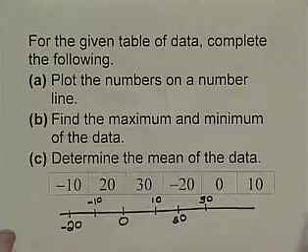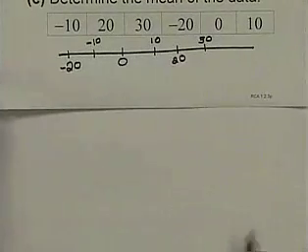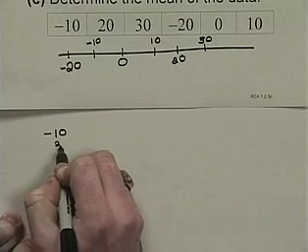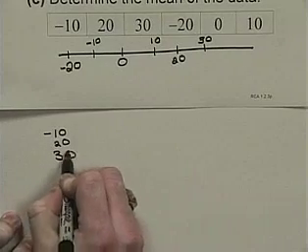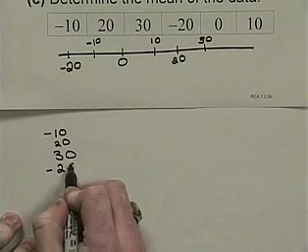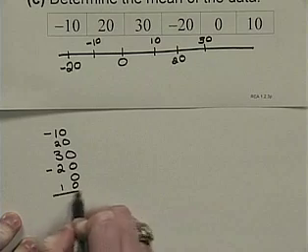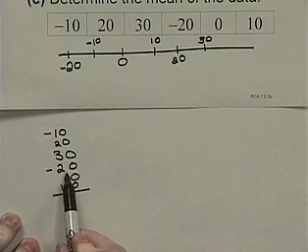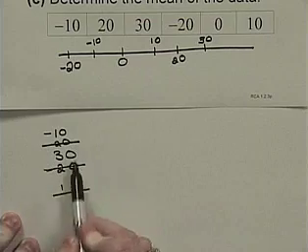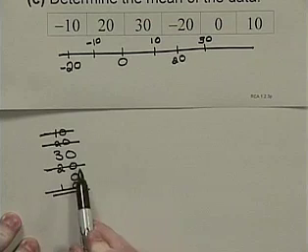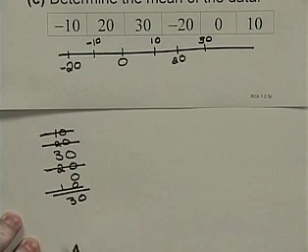Now what's the mean of the data? To find the mean, we need to find the average. So let's take -10, add 20, add 30, and then subtract 20, add 0, and then add 10. Well, the plus 20 and the minus 20 will cancel out. The plus 10 and the minus 10 cancel out. So we're left with 30 plus 0 is 30.